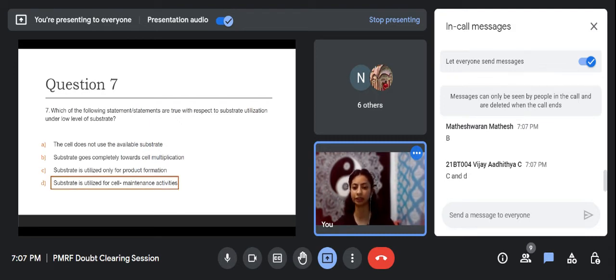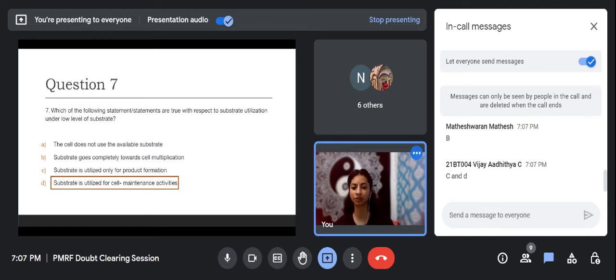The answer is D. Substrate is utilized only for cell maintenance activity. That is just to be able to keep the cell alive. So the cell will only multiply when it senses that there are enough nutrients for it to divide into two and for both of those cells to be alive. Otherwise, it's a waste, right? If it divides into two, but then there is not enough nutrient for both of those cells to survive.